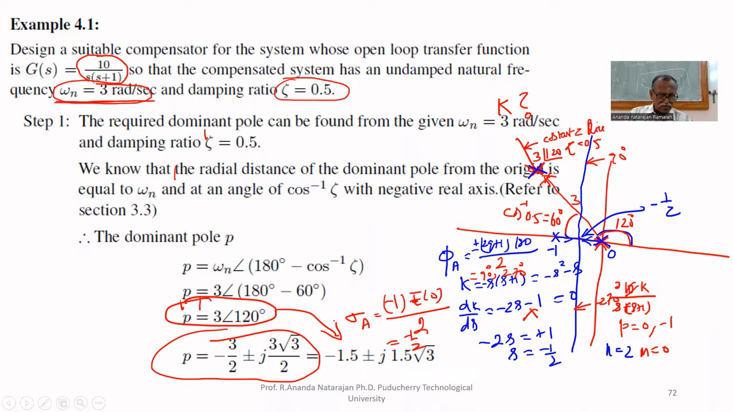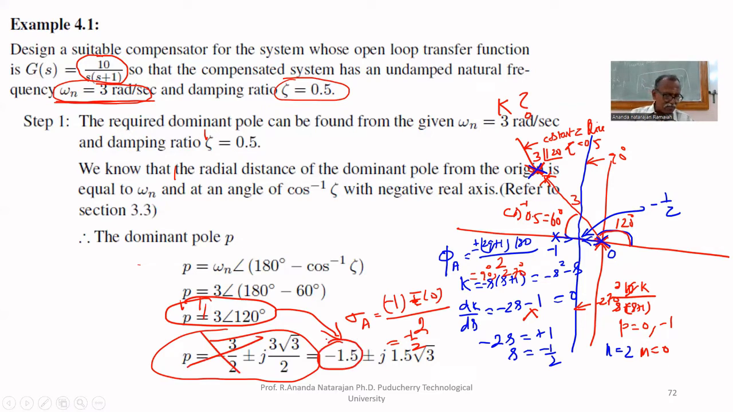Shift rectangular. REC. Shift rectangular. What are the parameters? 3, 120 you have to pass. Minus 1.5. The answer we got immediately, the real part. No need to do all these calculations. Immediately you got minus 1.5.